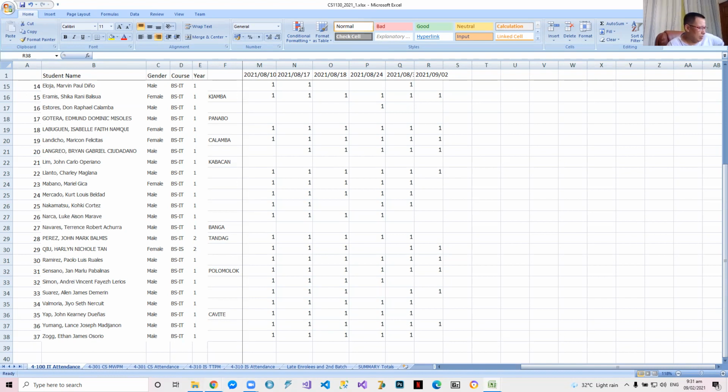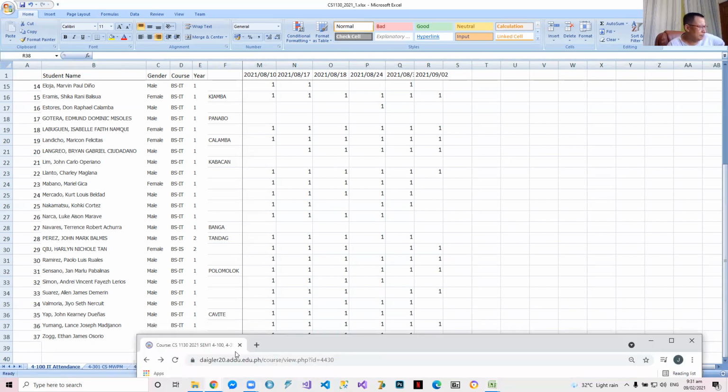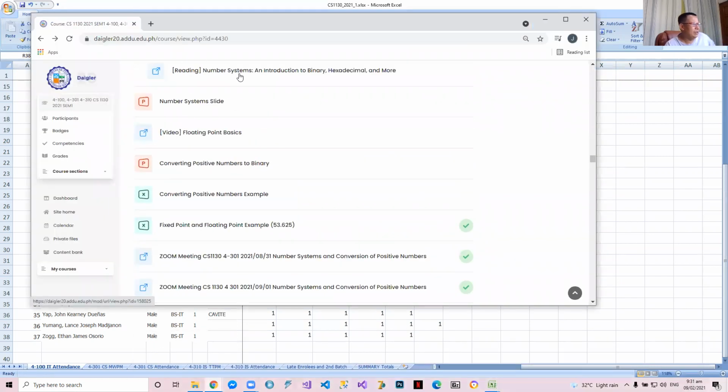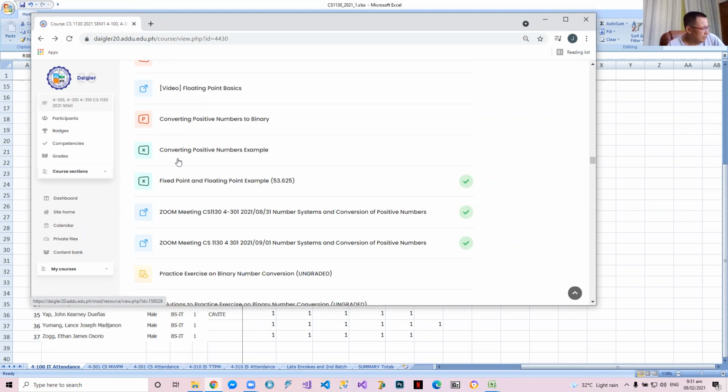So last meeting, we discussed number systems, and I presented an example on conversion of positive numbers, both involving floating point and fixed point numbers. Okay, you have an exercise to do.